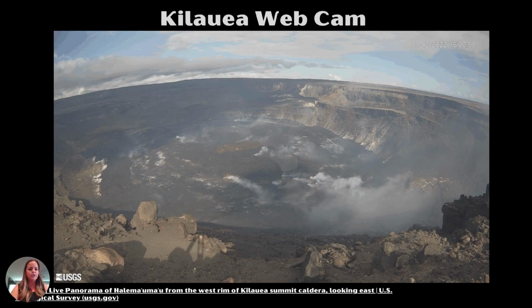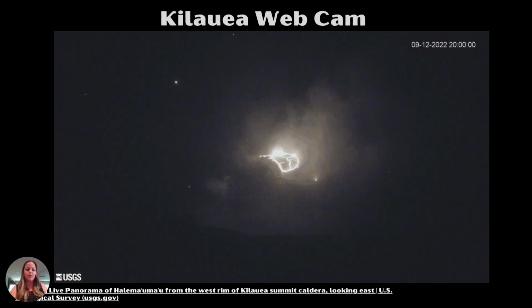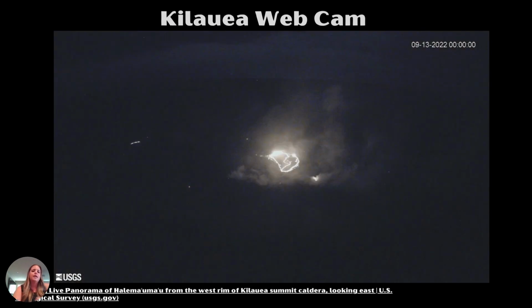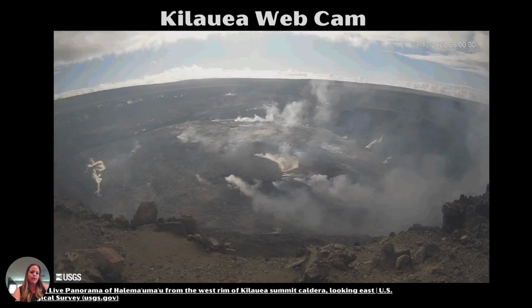And so on the USGS website, which I have linked here, which will be in the PowerPoint notes, you can see a live webcam of what the volcano was doing.